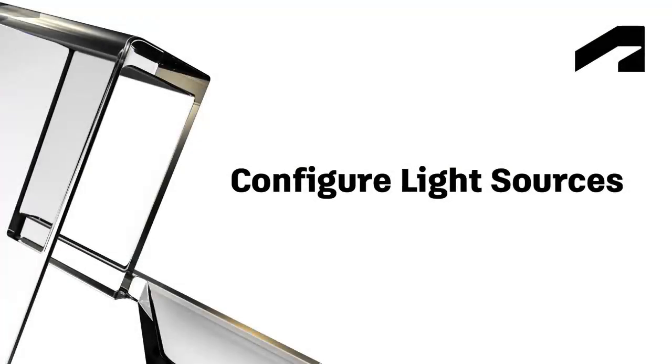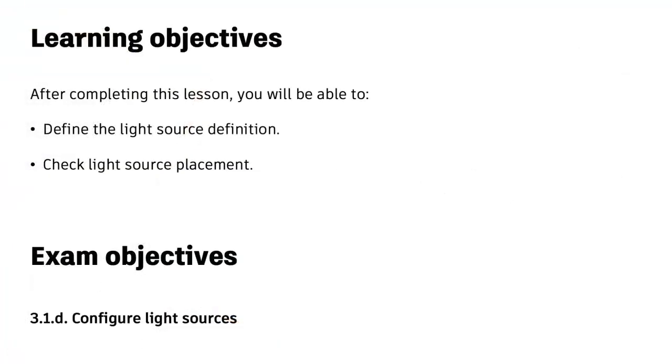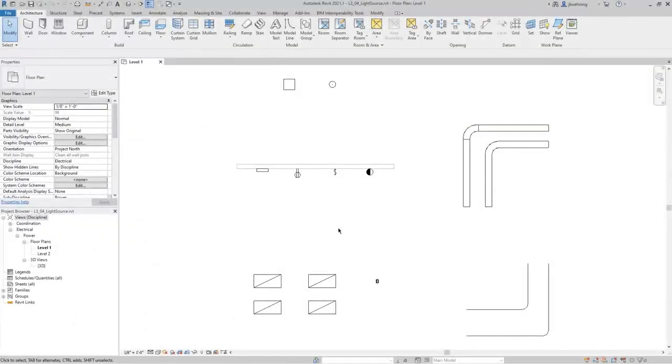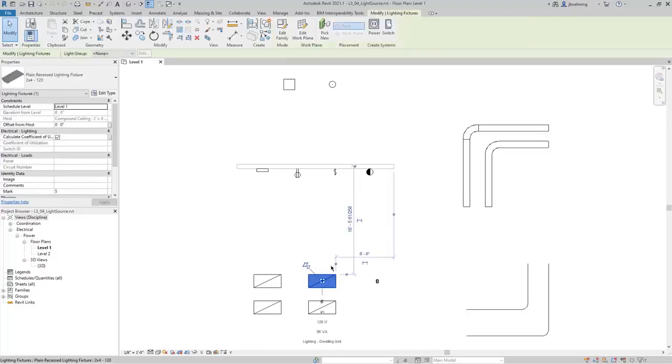In this video, we will cover defining the light source definition and checking light source placement. When working with lighting fixture families, the light source is an important component to pay attention to. In this project, select one of the 2x4 lighting fixtures and then click Edit Family.